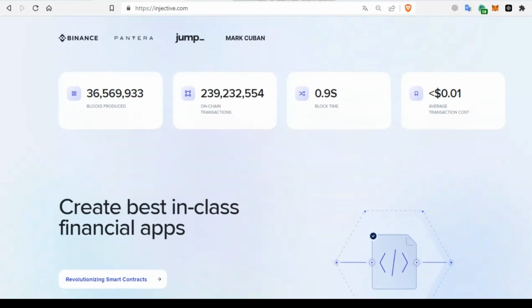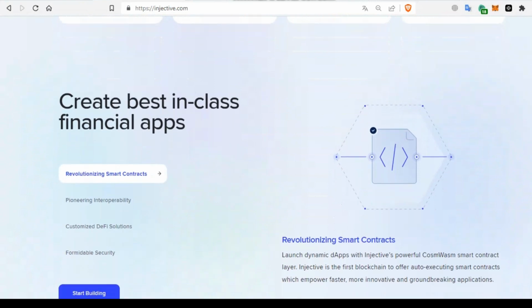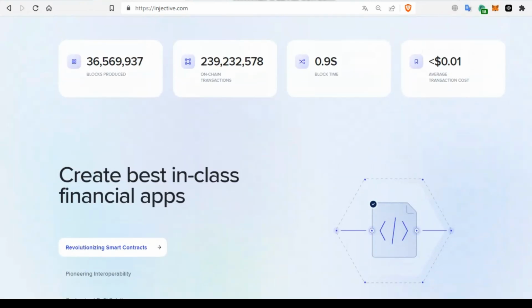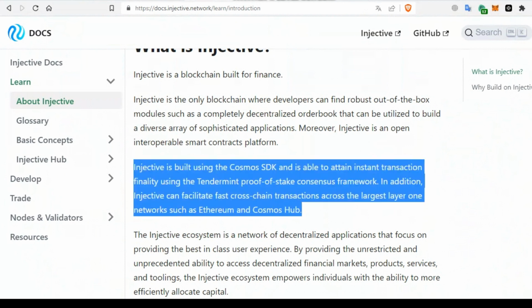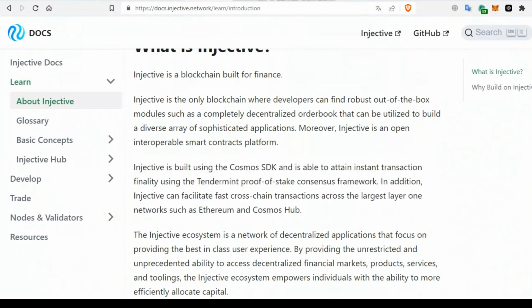Injective is packed with unique features that set it apart in the DeFi arena. It leverages the power of the Cosmos SDK, a modular framework for building interoperable application-specific blockchains. This enables Injective to facilitate cross-chain operation, bridging the gap between disparate blockchain networks and thereby fostering a more connected DeFi ecosystem.